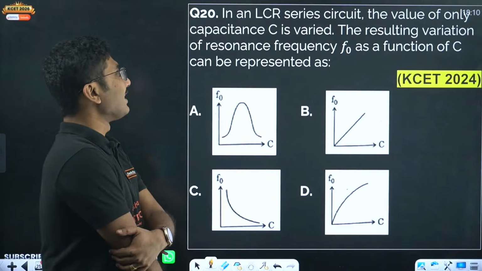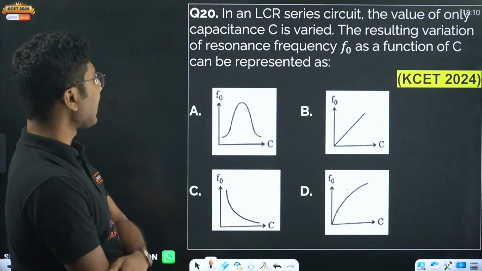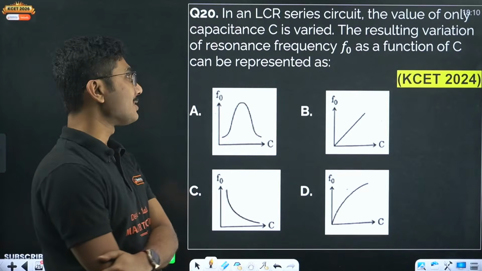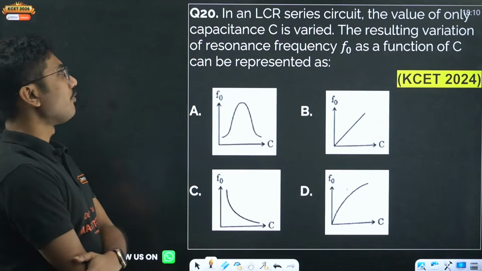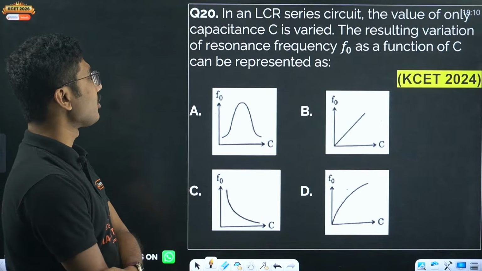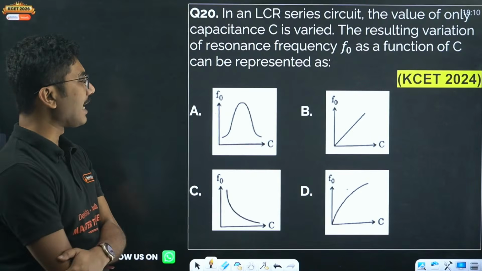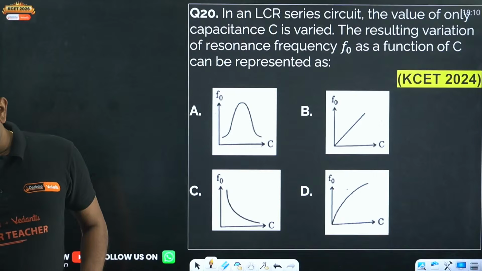Next, in an LCR circuit, the value of only capacitance C is varied. I think we will complete this lecture quickly. In an LCR series circuit, the value of only capacitance C is varied. The resultant variation of resonance frequency f0 as a function of C can be represented as. Answer this. In total we have 30 questions.